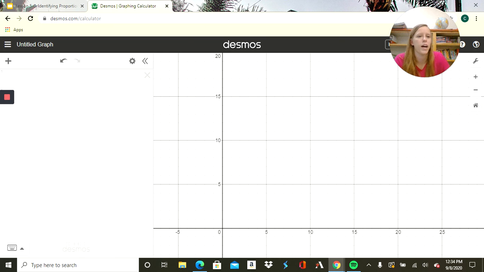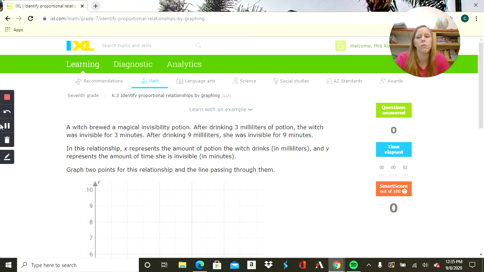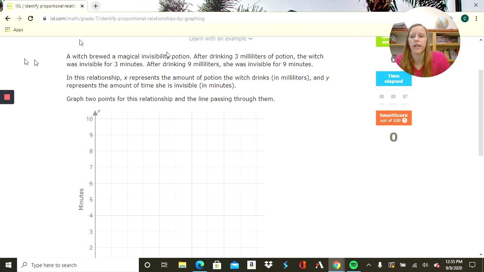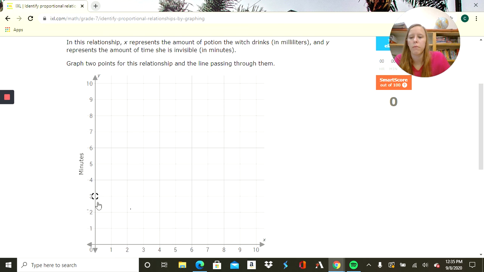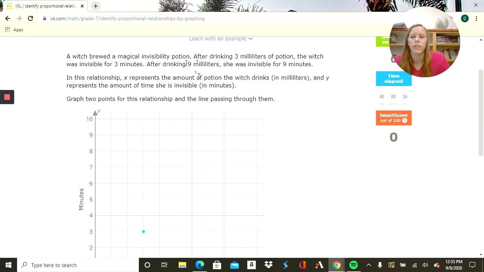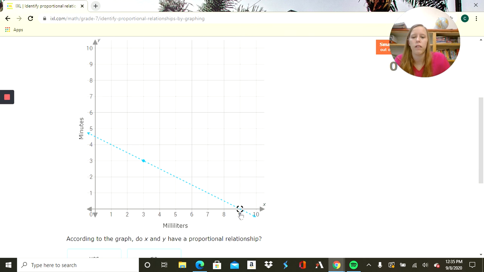So let's go to IXL here. Okay, so your assignment is going to be looking at this skill on IXL. It will require you to graph a little bit. So we have a witch who brewed a magical invisibility potion. After drinking 3 milliliters of potion, she was invisible for 3 minutes. So let's graph that. We have 3 milliliters of the potion and 3 minutes. So we're going to put a dot right there. Okay? And then after drinking 9 milliliters, she was invisible for 9 minutes. So again, we see the 9 milliliters, and we are going to put our 9 way up here. We can see that it draws us a line that goes to the origin.